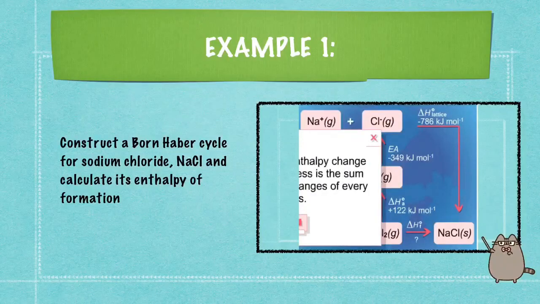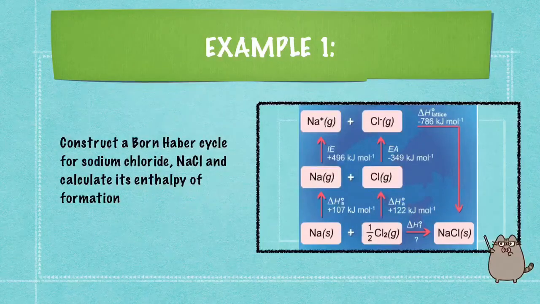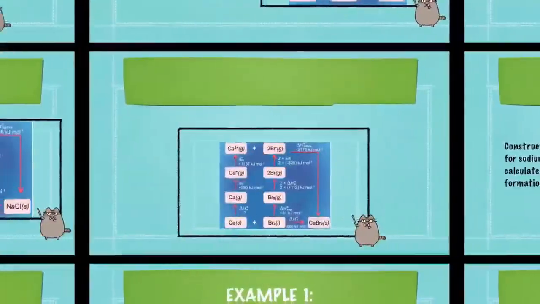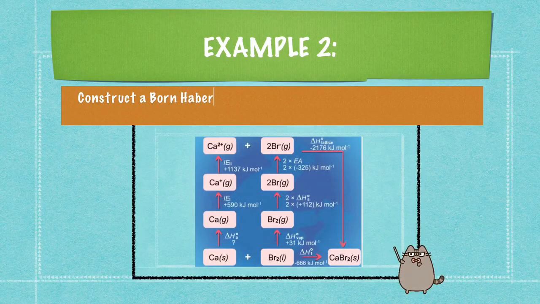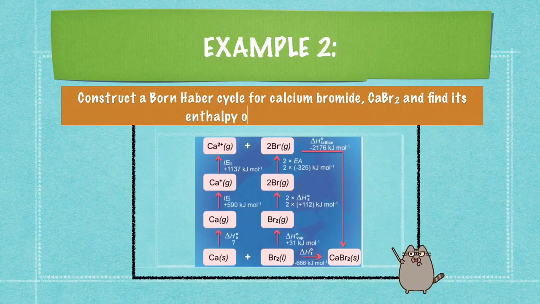In previous lessons, you learned that if a reaction is considered in several steps, and the enthalpy of reaction is known for every step, the overall enthalpy change can be calculated using Hess's law. Let's try with another example. Construct a Born-Haber cycle for calcium bromide, and find its enthalpy of atomization of calcium.